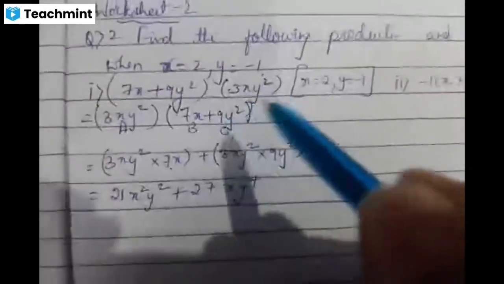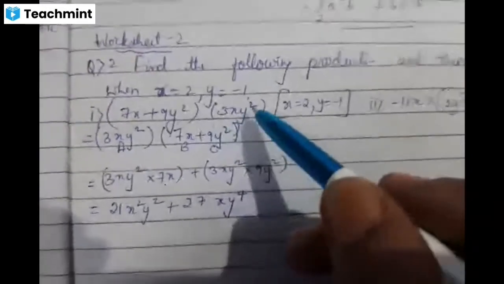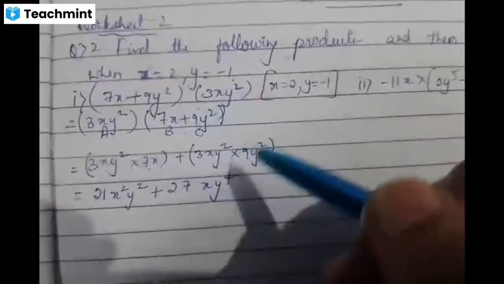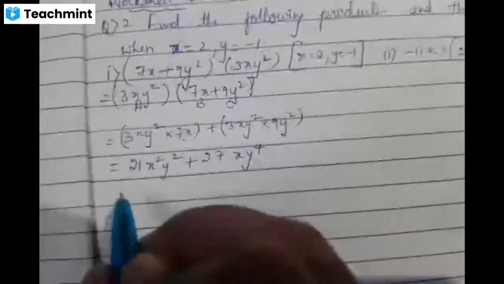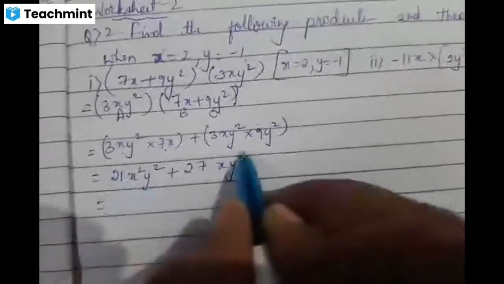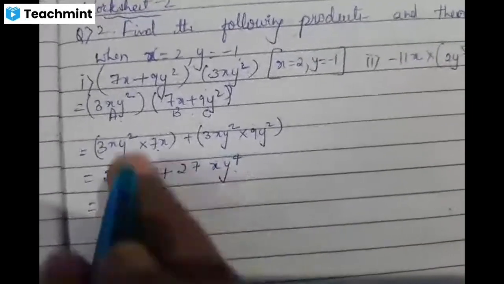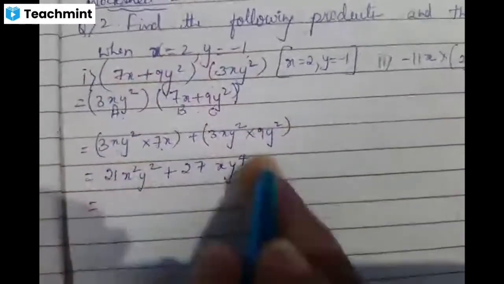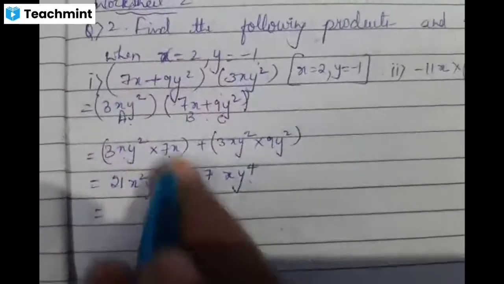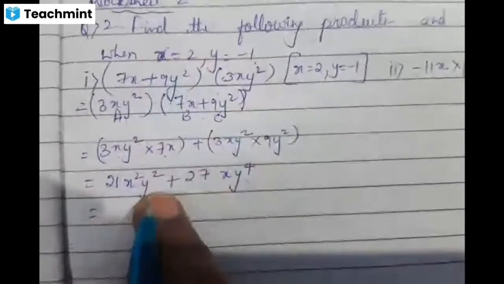What do you mean by evaluate, children? Verification means we have to consider LHS and RHS, and then verify LHS is equal to RHS. But in evaluation, we only consider the RHS, that is, the answer we get after multiplication of monomial and binomial. What answer we get, we have to substitute the x value and y value in this.